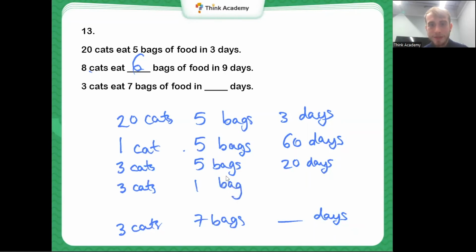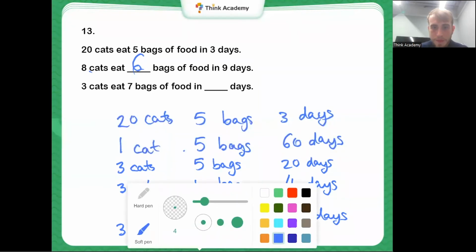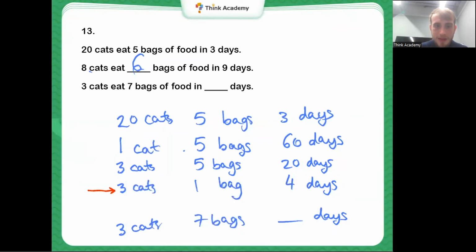So that's less food, so it's going to take them less days. So I need to divide by 5, which gives me 4 days. And now finally, I'm ready to find out the one I want, because now I just need to times by 7. Well, you can see here, if you look, I'll get a different pen and point it out. So this line here tells me that 3 cats will eat just 1 bag in 4 days.